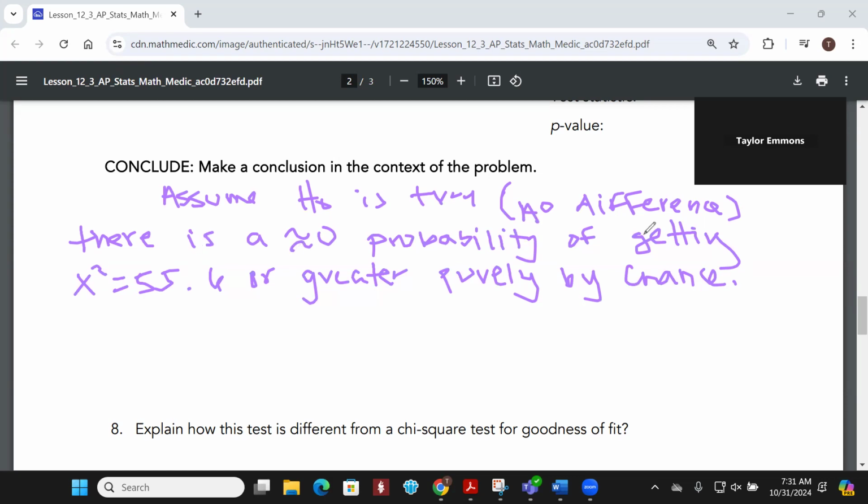There is about a 0 probability of getting a chi-squared of 55.6 or greater purely by chance.